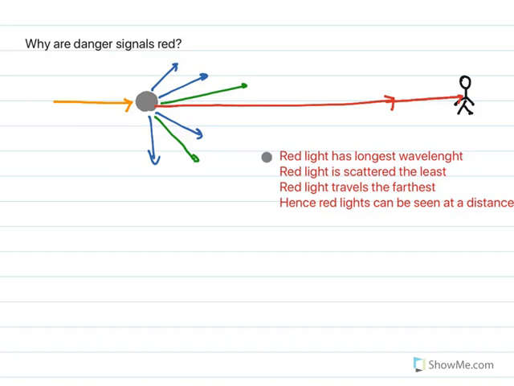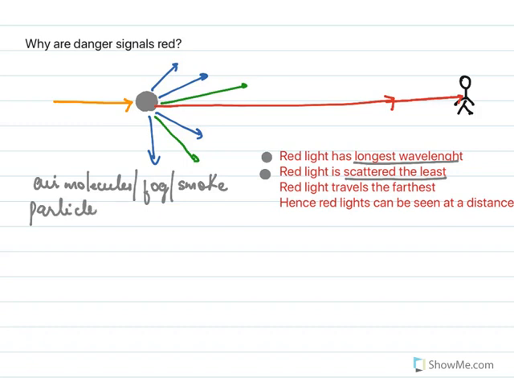So the points are here. First, you have to write that the red light has the longest wavelength, and hence it is scattered the least. Here the scattering is done by air molecules, by fog, or by smoke, or other dust particles present in the air. And for all these particles, the particle size is less than the wavelength of light. You need to mention this point.